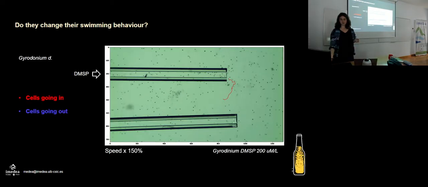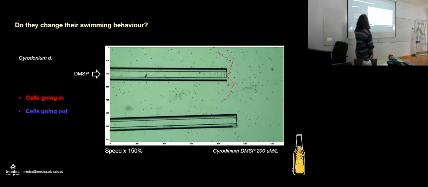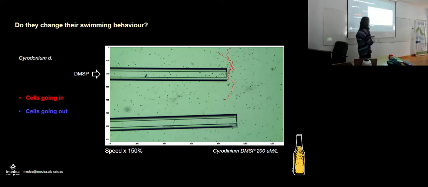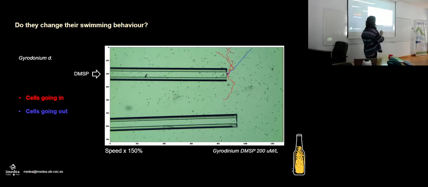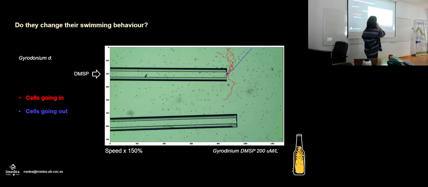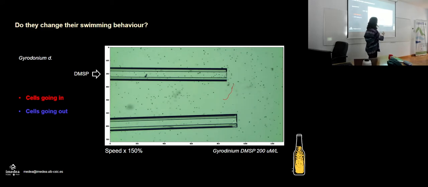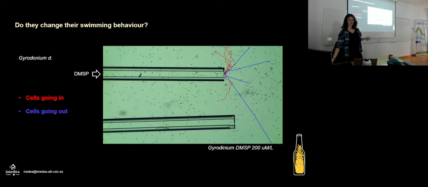The first thing that we noticed with Gyrodinium is that the shape of the trajectory seems to change when the organism is going in, the particles in red, and when it's going out, the particles in blue. The trajectories going out are much straighter. These are just some of the trajectories that I picked from the video. So there seems to be a different behavior depending on the state of the organism, whether it has already traveled to the chemical source or is going away from it.